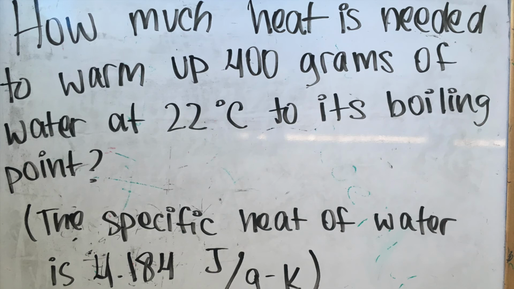Now let's do an example problem. How much heat is needed to warm up 400 grams of water at 22 degrees Celsius to its boiling point? The specific heat of water is 4.184 joules per gram Kelvin.